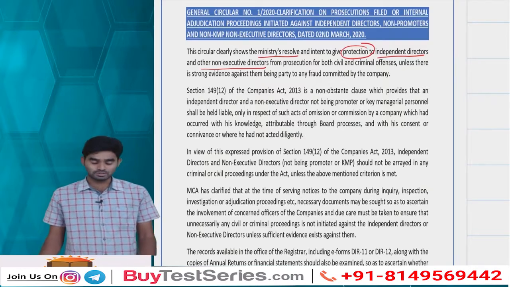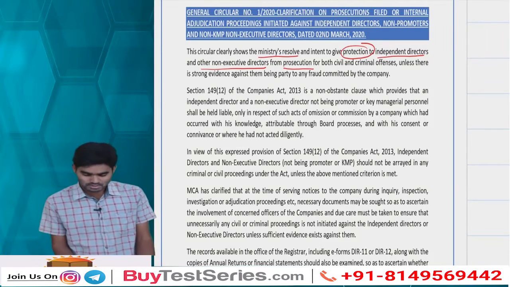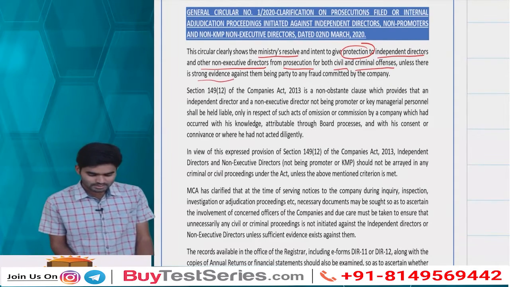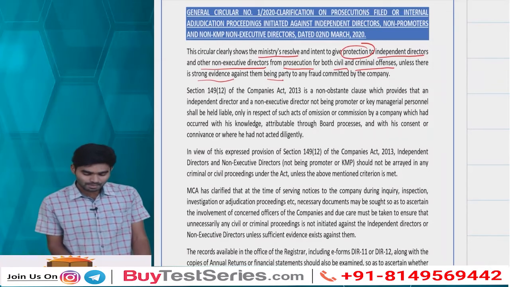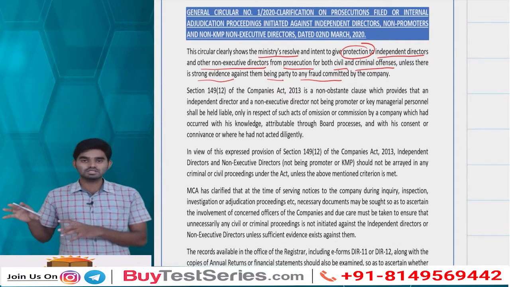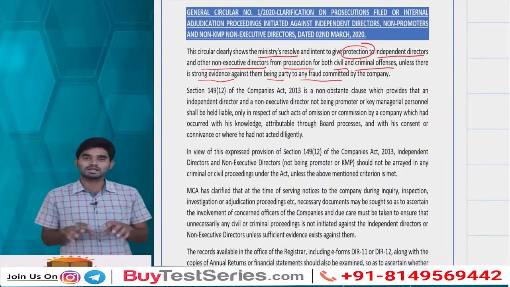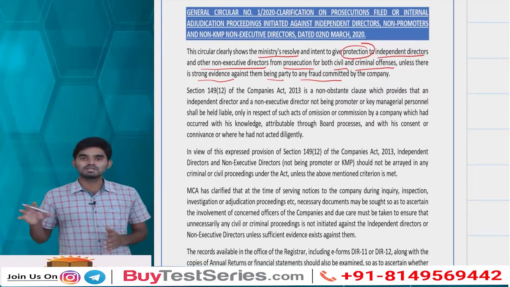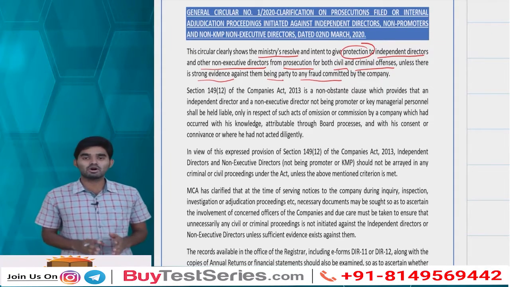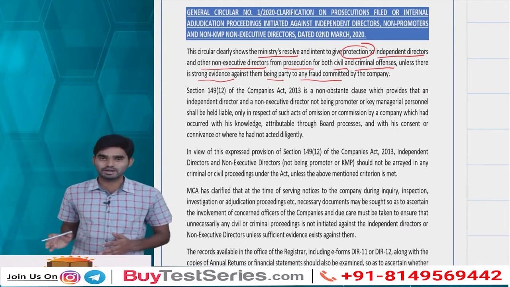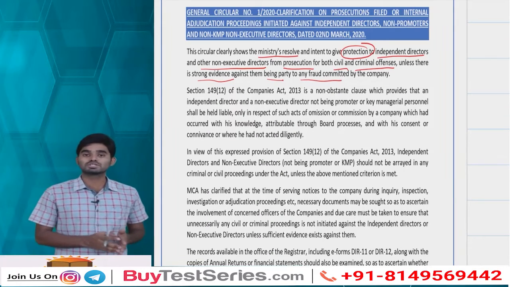Protection from what? From the prosecution for both civil and criminal offences, unless, very important line, unless there is strong evidence against them that they were a party to any fraud committed by the company. That means unless you have such strong evidence to prove that these non-executive directors or independent directors are involved in that particular non-compliance or fraud made by the company, only then will these two categories of directors be made liable, or any prosecutions initiated against such independent directors or non-executive directors who are not related to the promoters or a KMP.